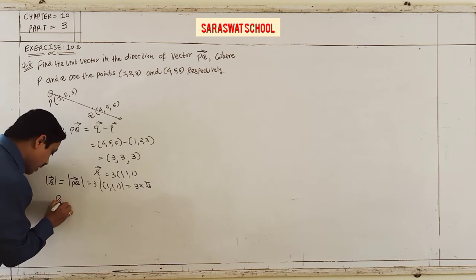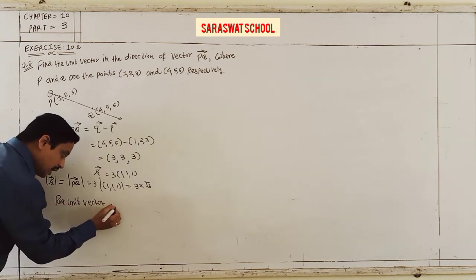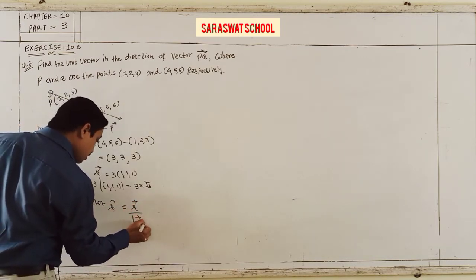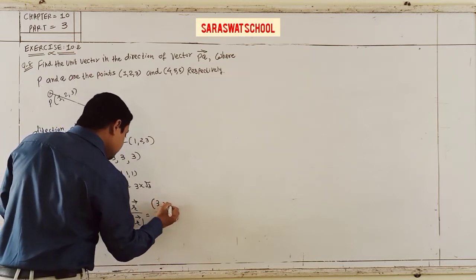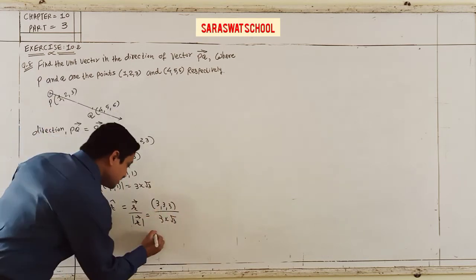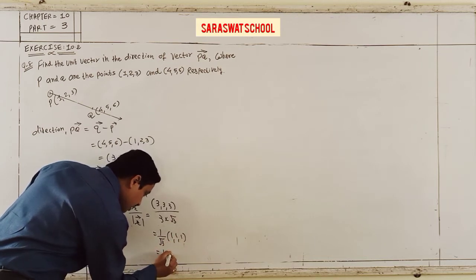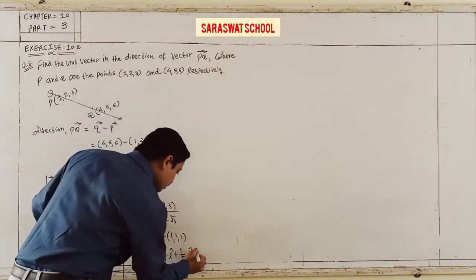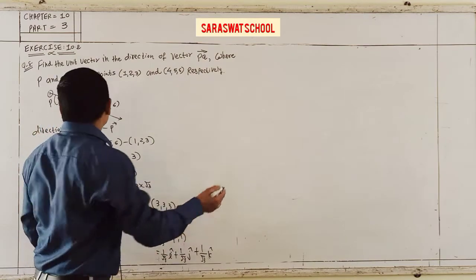So the required unit vector R cap is R by magnitude R. What is R? 3 upon 3 root 3. 3 common and cancel, 1 by root 3 times (1, 1, 1). So 1 by root 3 i plus 1 by root 3 j plus 1 by root 3 k. That's the simple answer, students.